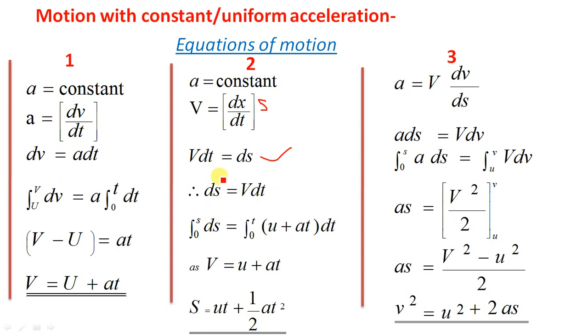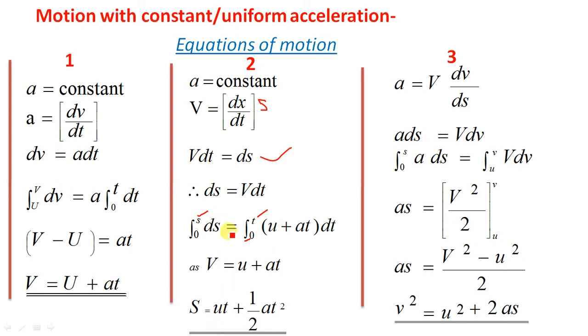Then in order to find the total displacement, I have to take the integration between the limits 0 to s, and when displacement is 0 the time is 0, or I can say that when time is 0 the displacement is 0. When time reaches its value t, the displacement reaches the value s. Now here v is equal to, substitute the value u plus at, which we derived earlier.